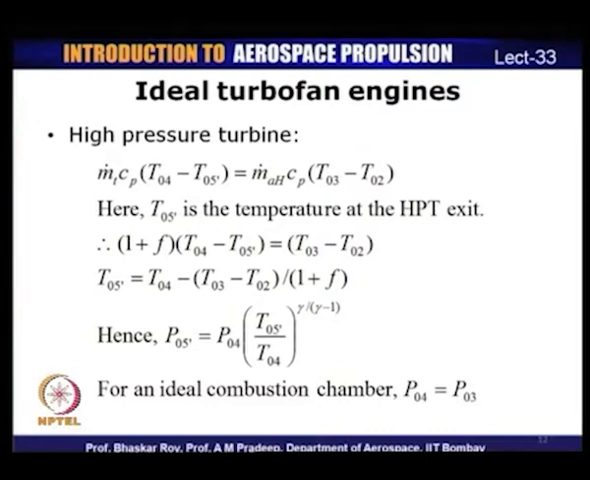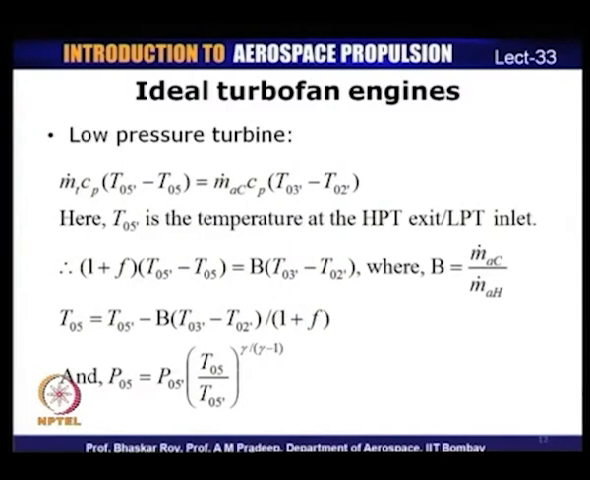From this we can find the stagnation temperature at the exit of the HP turbine. So, T05 prime is equal to T04 minus (T03 minus T02) by (1 plus F). Similarly, P05 prime is equal to P04 into (T05 prime by T04) raised to gamma by gamma minus 1, where P04 is equal to P03. For an ideal cycle, there is no pressure loss in the combustion chamber, so the stagnation pressures are the same.